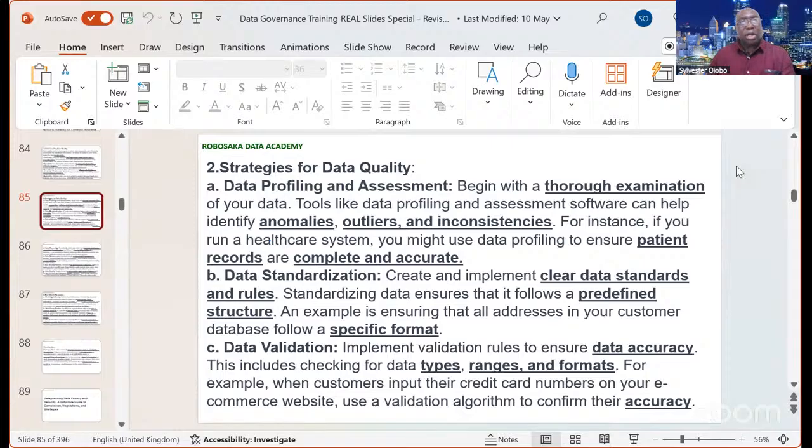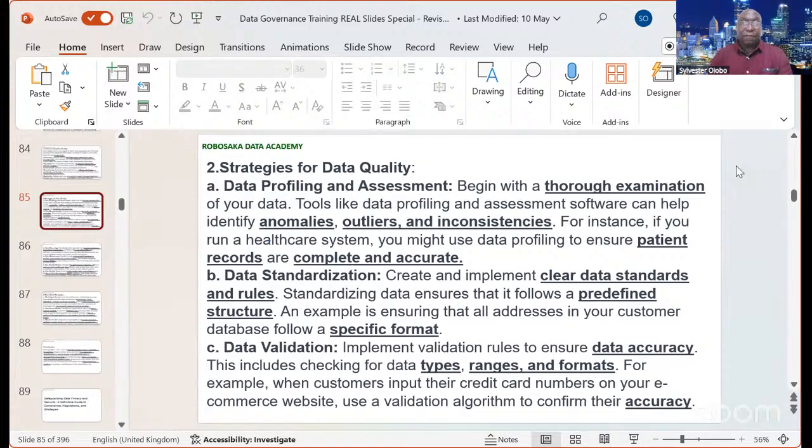We'll also talk about data standardization. What it refers to is to create or implement, in other words, develop, clear data standards and rules to ensure that data follows a predefined structure put in place, especially when you're doing data architecture. So standardization is very important. An example is to ensure that all addresses in your customer database follow a specific format, which Efe mentioned the other time.